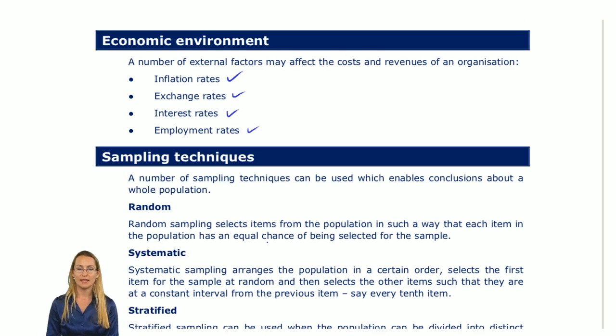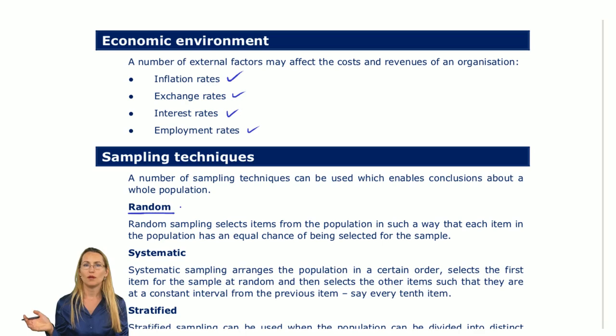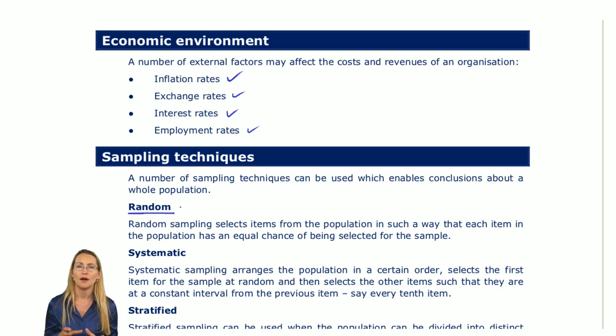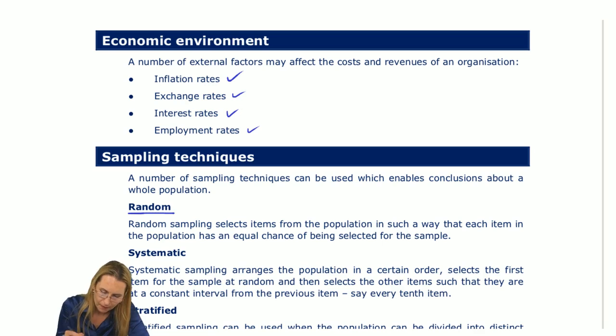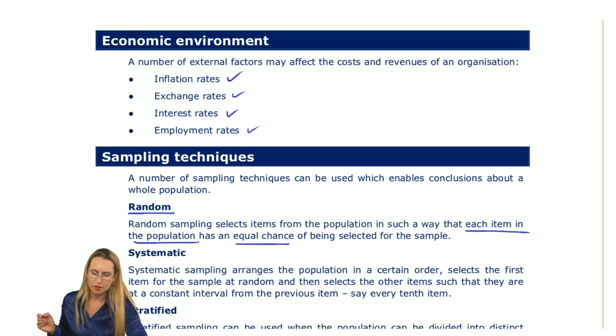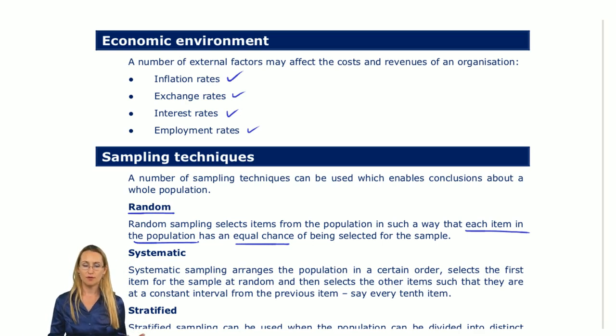Then sampling techniques. You have to be aware of all of them, and the common exam questions would be: you would have a little scenario and you have to say which type of sampling that is. So for random sampling, that's where each item from the population is selected at random. So the key word here: each item has an equal chance of being selected. So each item in the population, meaning they are all selected at random.